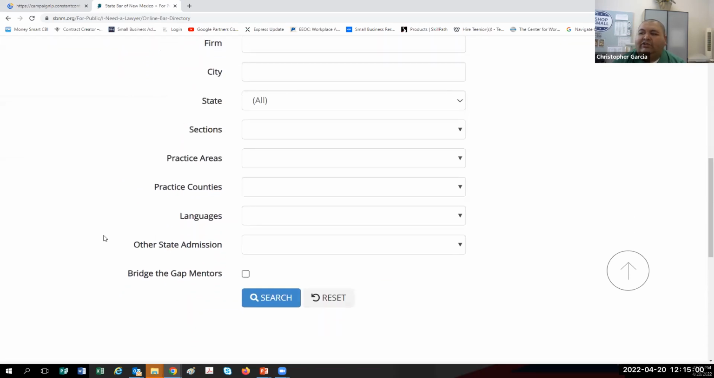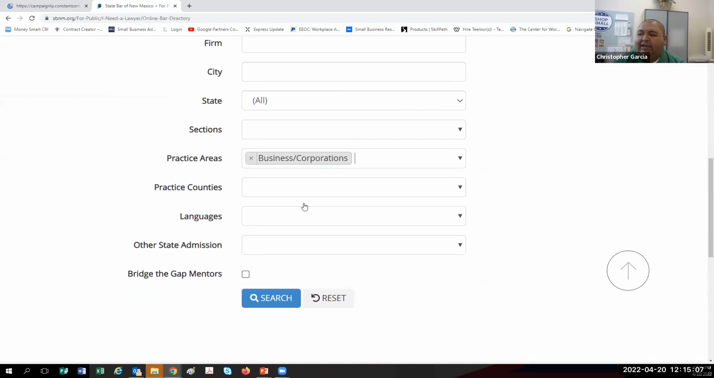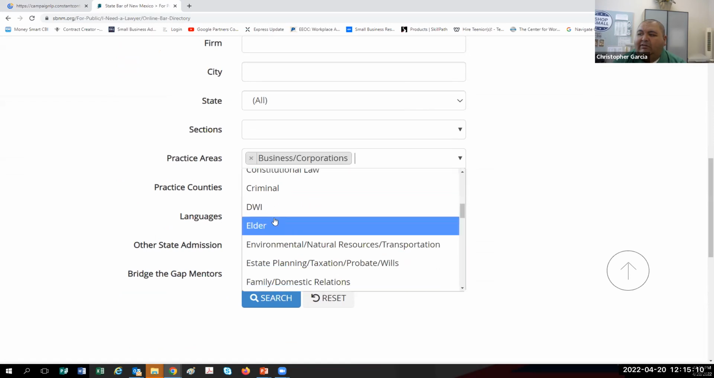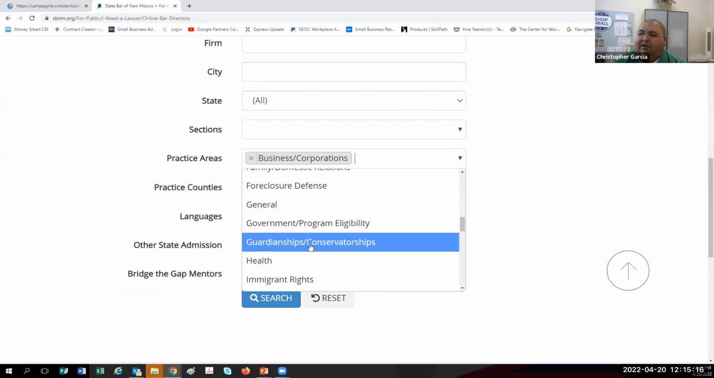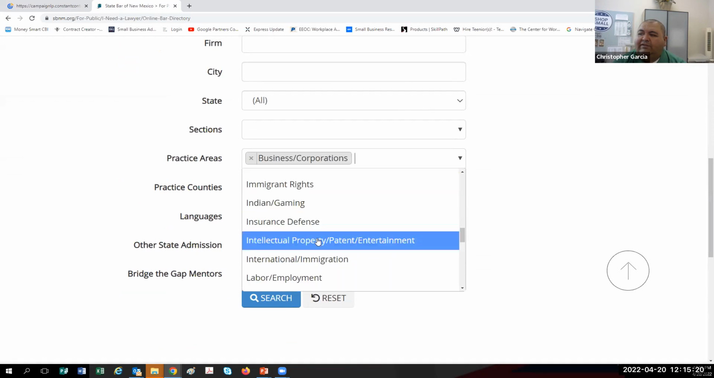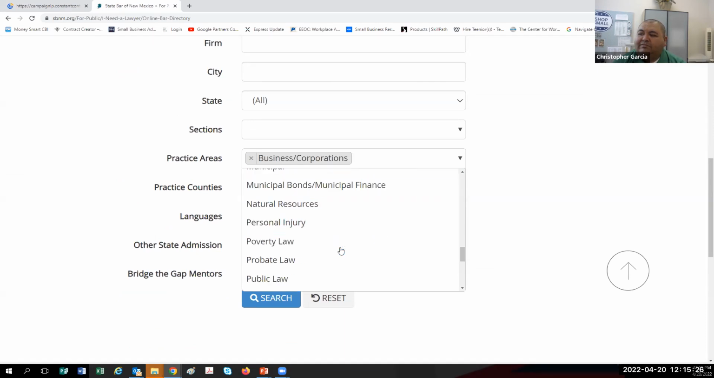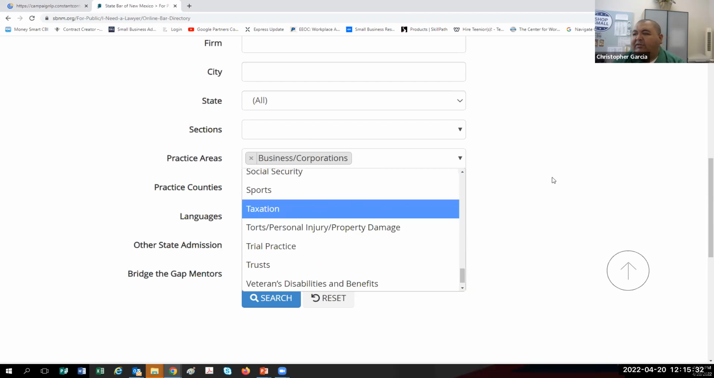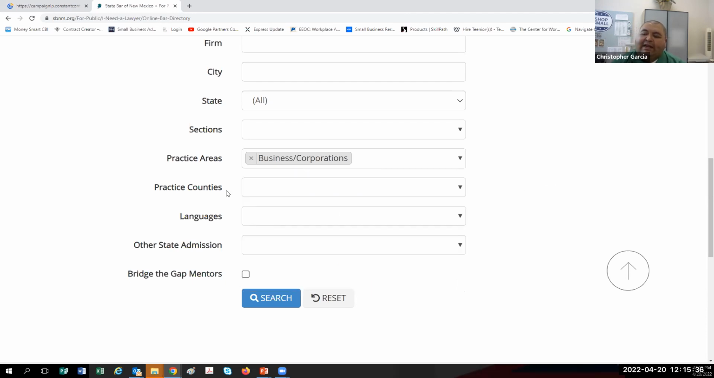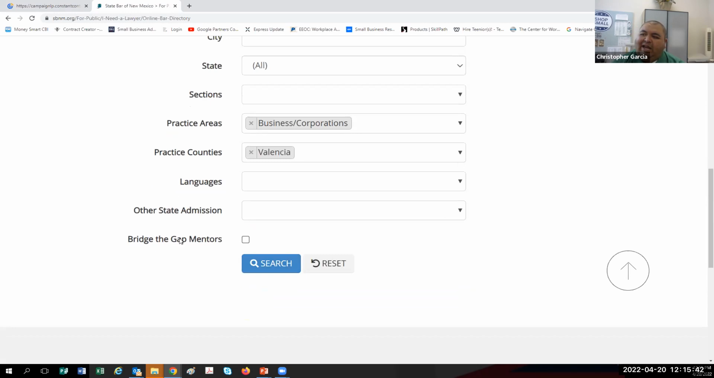I like to use just 2 sections of it, practice areas. And that can include business and corporations. Other ones you might use are, let's see, estate planning for business owners. That's a good one. Insurance defense, intellectual property, patent entertainment, labor, employment, taxation. Those are some of the categories you might need in an attorney. And then practice counties. I'm in Valencia County, so we'll use Valencia County. And I don't mess with all the other options.